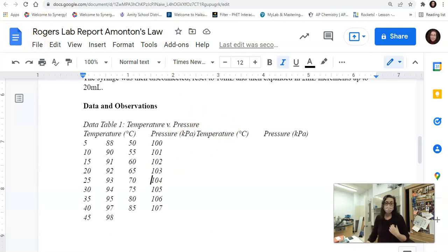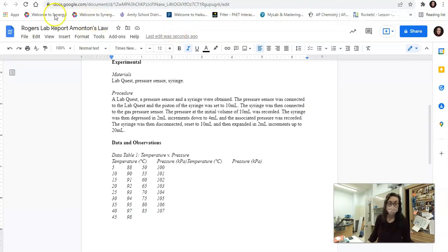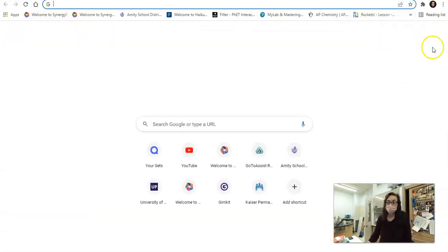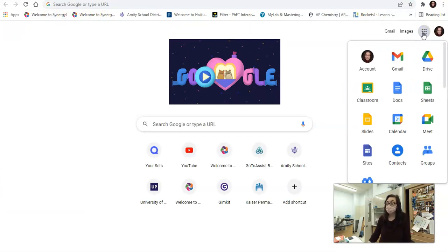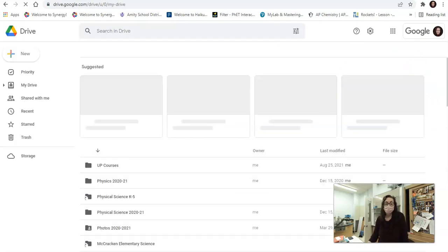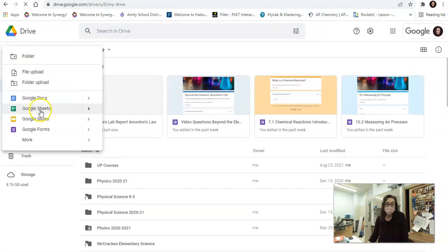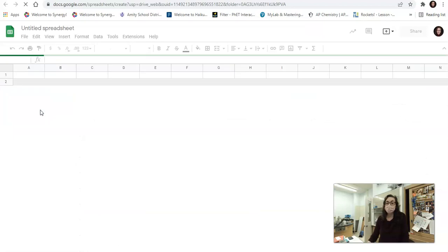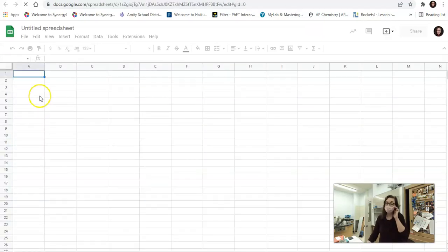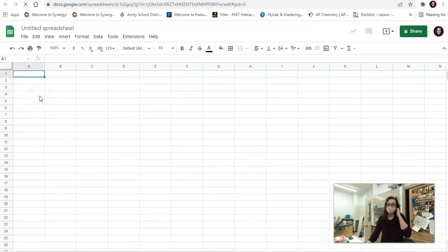So let's go, I'm going to zoom out here. If you haven't done this, do it right now as you're following along. I'm going to open up my drive and get a new Google Sheets. Okay, so we're going to use Sheets. In past versions, this was called Excel. There are very similar things between Excel and Google Sheets, but they're not exactly the same. So I'm going to copy my data again and paste it in here.